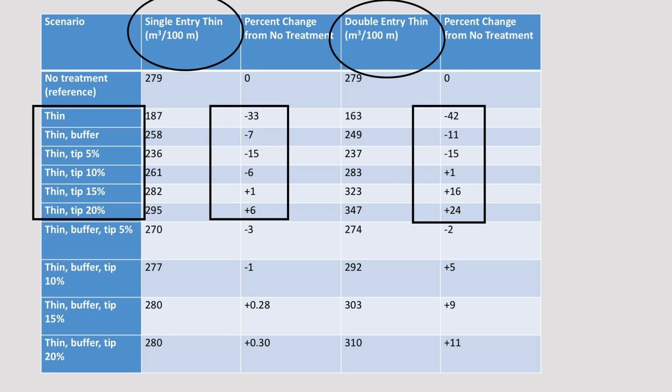So these are the values. This is a single-entry thin. This is cubic meters per 100 meters. So you're going to lose 33% of your wood in the stream, or even 42% if you just thin it. If you put a buffer on it and just thin it, then you're still losing 10 and 7 and 10. And then if you start thinning and tipping, you can see that you start gaining. At 15 to 20%, you're gaining 1 to 6%, and over here you're starting to gain at 10% to 20%, more than what you'd have under natural, untreated conditions.